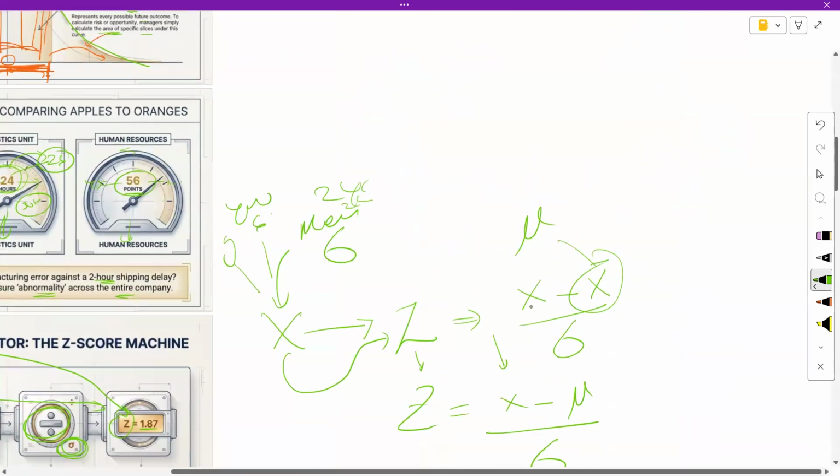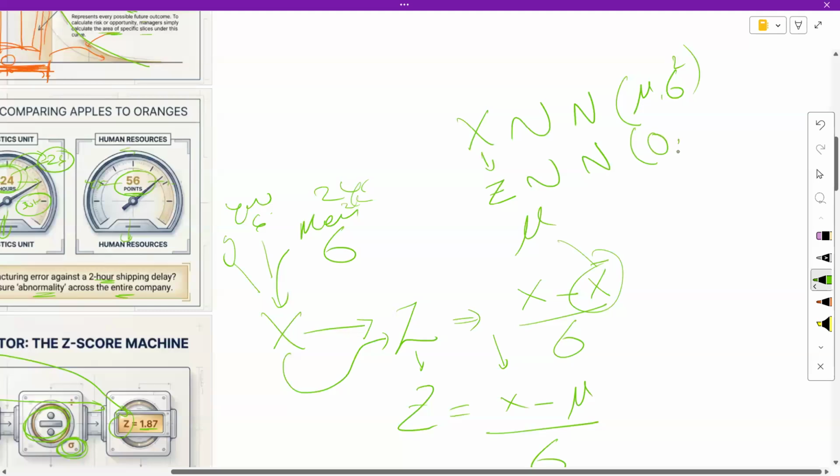That's why when we standardize any value, for example, if variable x follows a normal distribution with mean mu and variance, once it is standardized, x becomes z, which is normally distributed with mean equals 0 and standard deviation 1. We converted that, right?